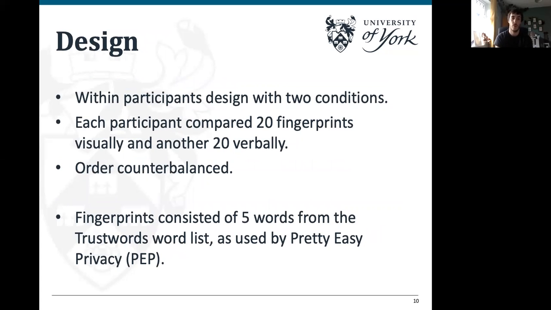In terms of the design, we chose to use a within-participants design with 2 conditions. Each participant would compare 20 fingerprints visually and a further 20 distinct fingerprints verbally. The order was counterbalanced to mitigate learning effects. The fingerprints used in the study consisted of 5 words selected from the Trustwords word list, as used by Pretty Easy Privacy. The reason for choosing Pretty Easy Privacy is that it's an example of a real application that uses a word-based key fingerprint representation, and word-based key fingerprints have been shown to perform well in previous research.